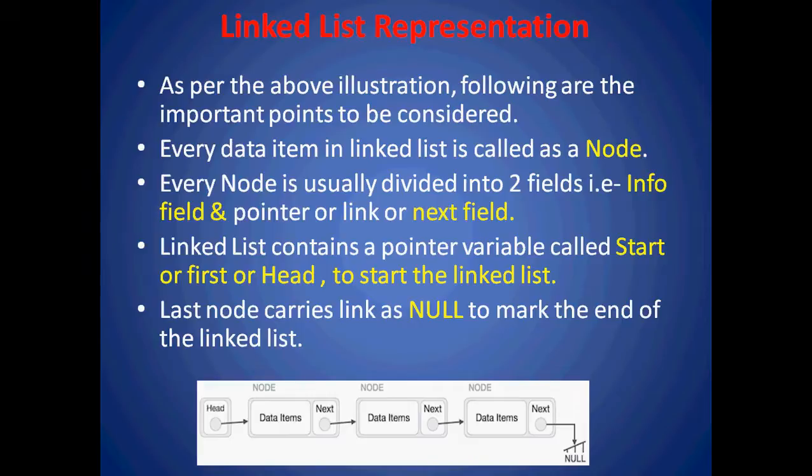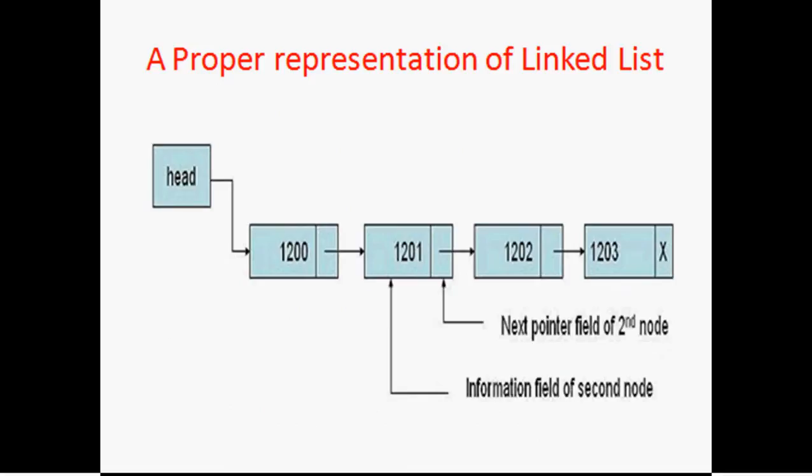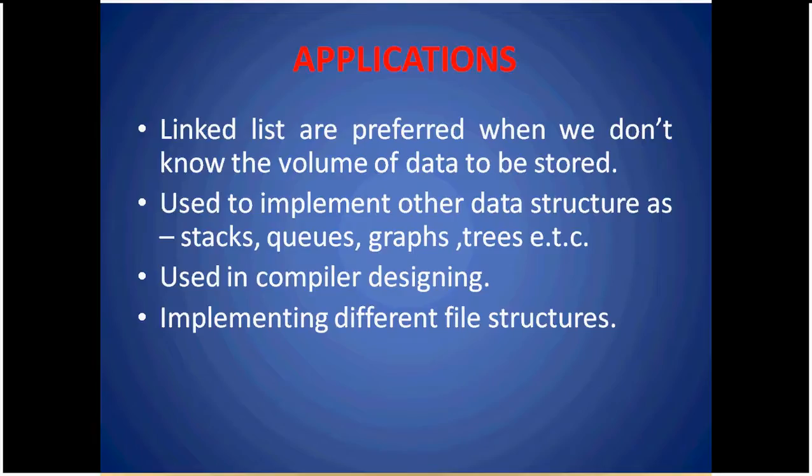And where the linked list ends, it ends over here at the last point. You can see the last node carries a link as null, because after the last node there is no following node in the linked list. So the pointer field of the last node must contain null, which indicates that the linked list ends over here. A proper representation of linked list is this. For example, you can see the second node: the first arrow indicates the information field of the second node, and the next arrow represents the next pointer field of the second node, which contains the address of the next node having the data as 1202.